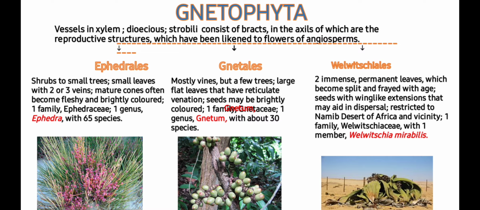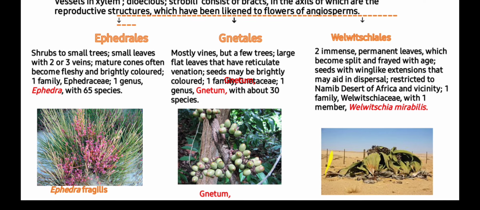Dioecious strobili means both male and female are present on separate plants. They consist of bracts, in the axil of which are the reproductive structures, which have been likened to the flowers of the angiosperms. So you can recall gnetophytes as the plants with vessels, dioecious strobili, having bracts in them, and they have flower-like cones.